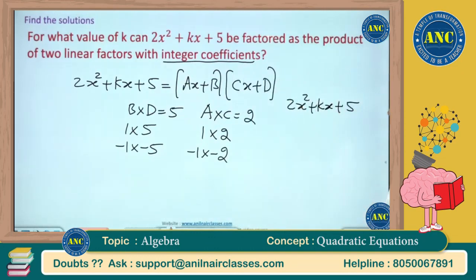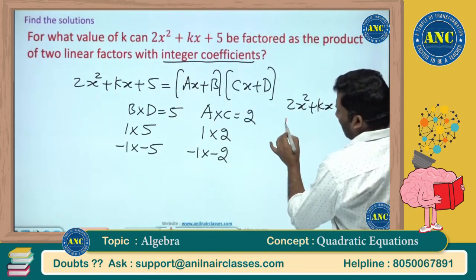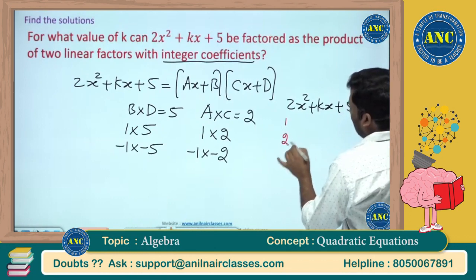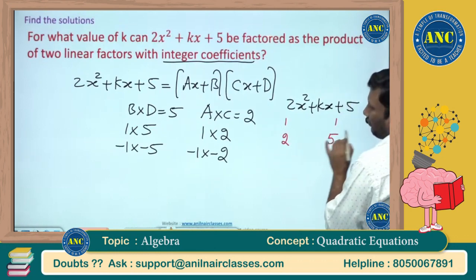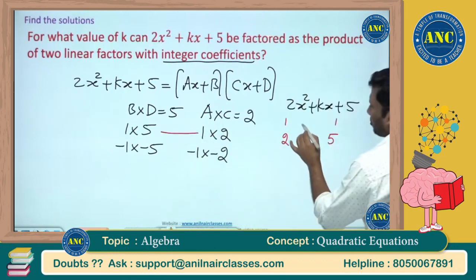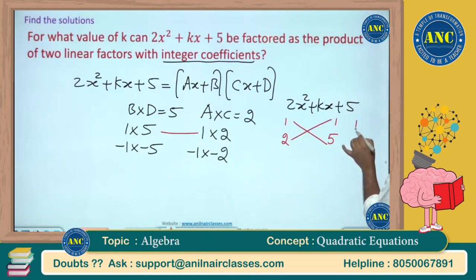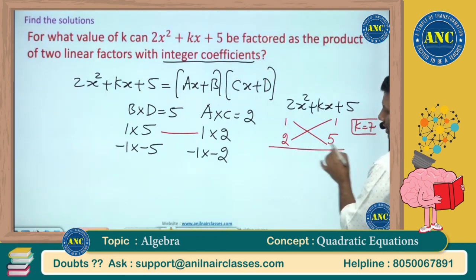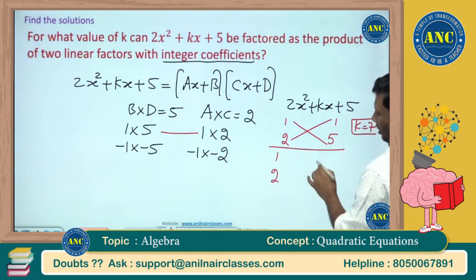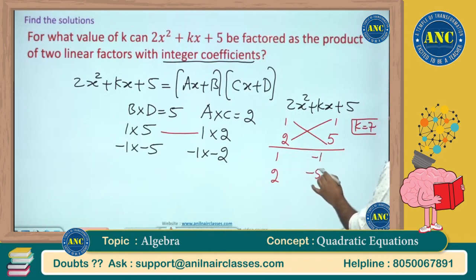2x square plus kx plus 5. First case, if it is 1 and 2, and 1 and 5. This case I am taking. So what will be the k value? 5 into 1 is 5, plus 1 into 2 is 2. K value can be 7. Second case, 1 and 2, minus 1 and minus 5. K value will be minus 7.